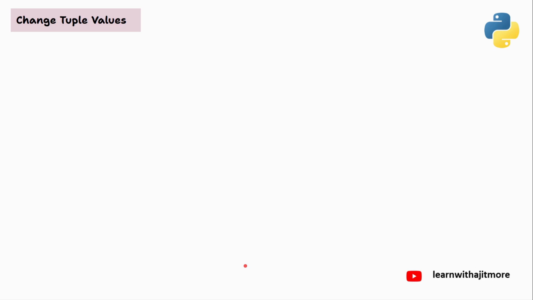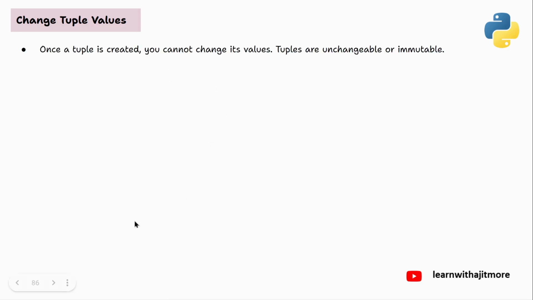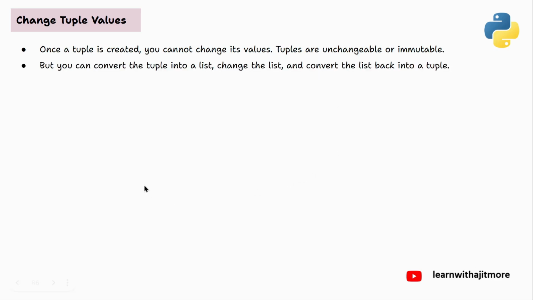An abundance of time is gone, an abundance of resources is wasted. So generally it is not recommended, a highly discouraged technique, but you can do it this way. So see here, once a tuple is created, you cannot change its value. Why? Because tuples are immutable, unchangeable. But as I said, there is a hack. You can convert the tuple to a list, change the list, and again convert the list back to a tuple.